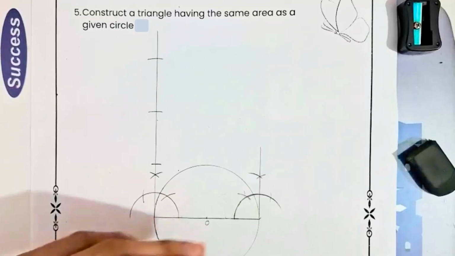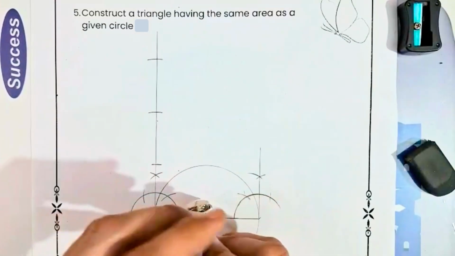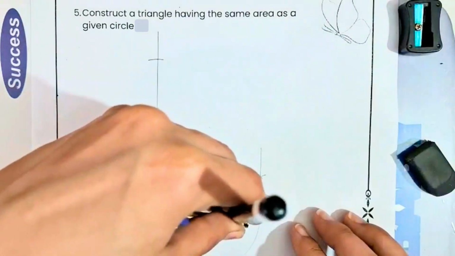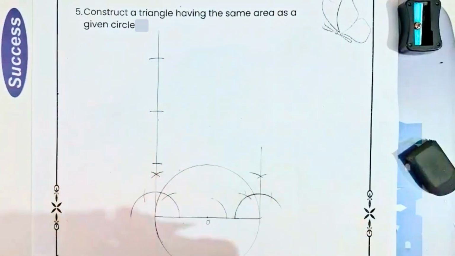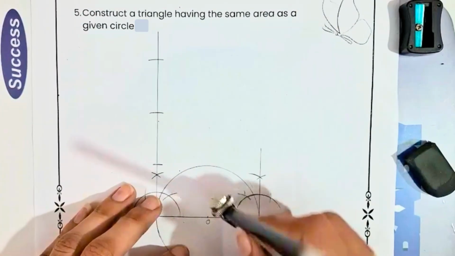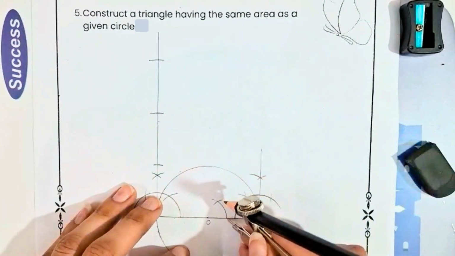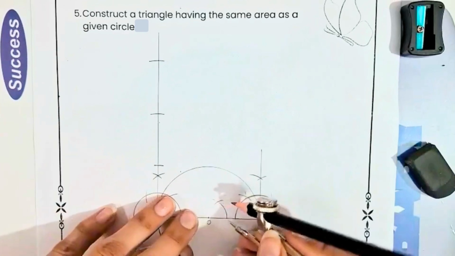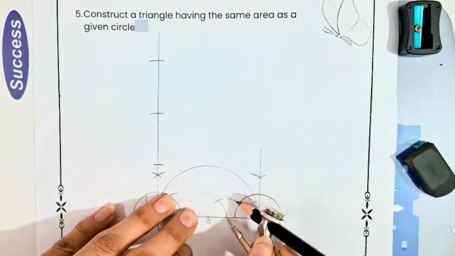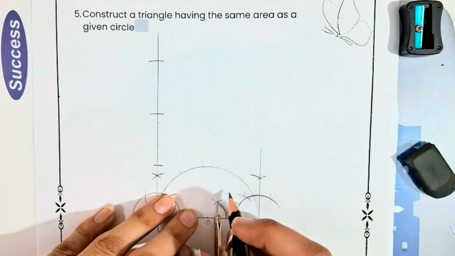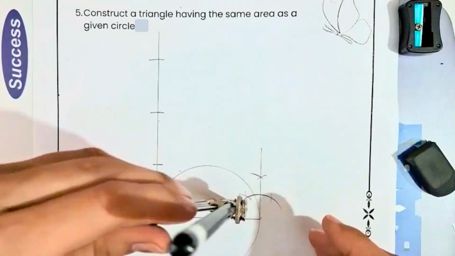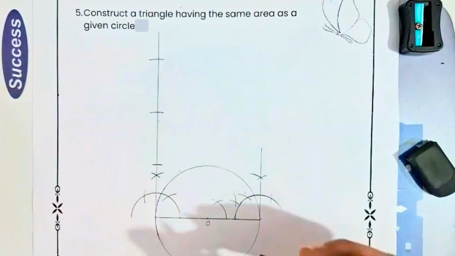Now, at the center of the circle, construct a 30-degree angle. This is the 60 degree. Now, we have to bisect it to get a 30-degree angle.